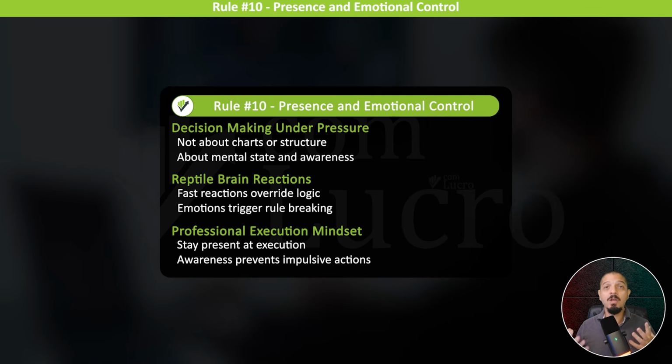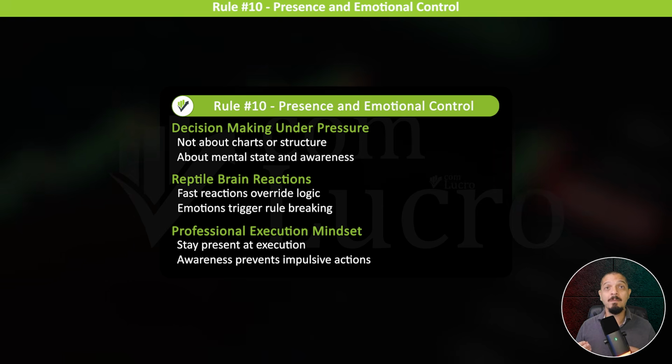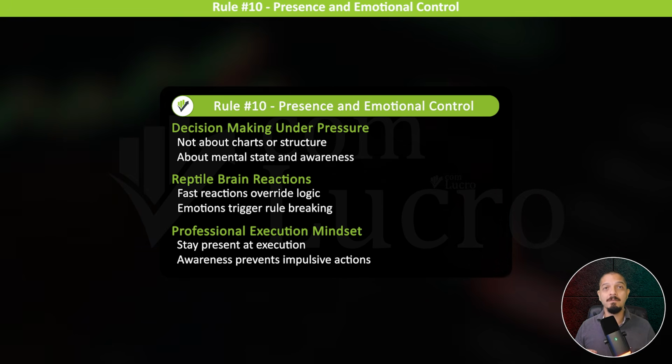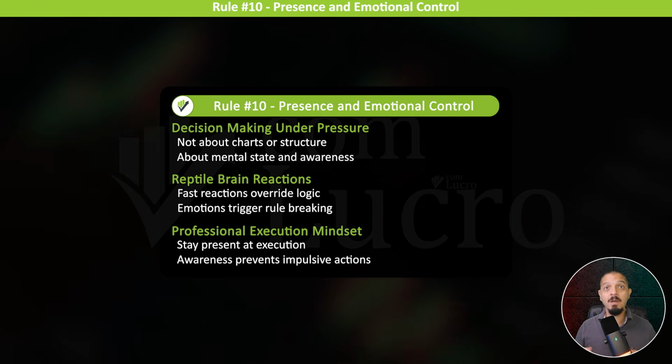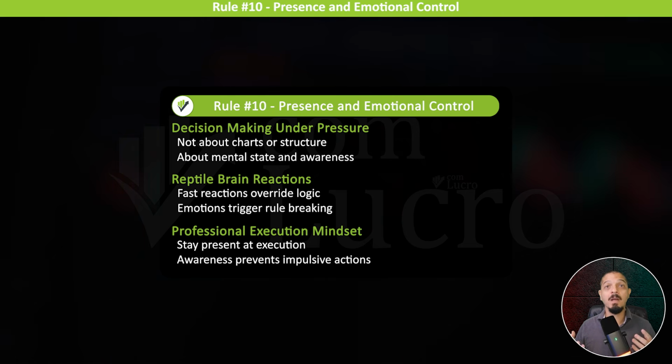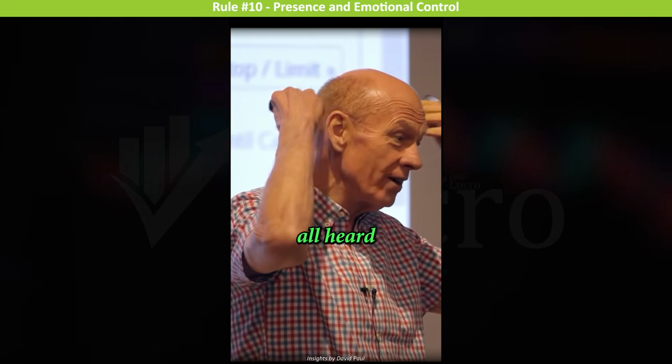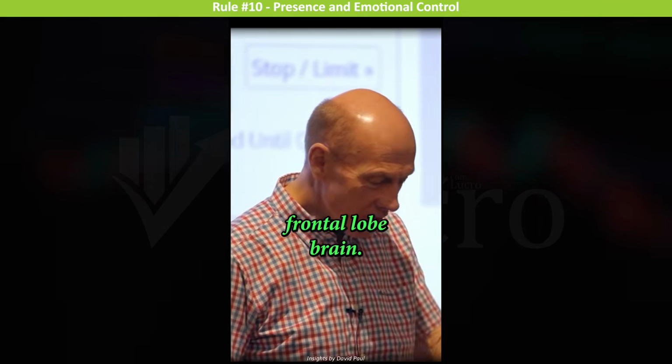It is not about charts or structure, but about the mental state you bring to the market. To explain this properly, I'm going to play another short clip from David Paul that highlights why traders often act against their own rules. We've got 2 brains. I'm sure you've all heard of the reptile brain and the front lobe brain.